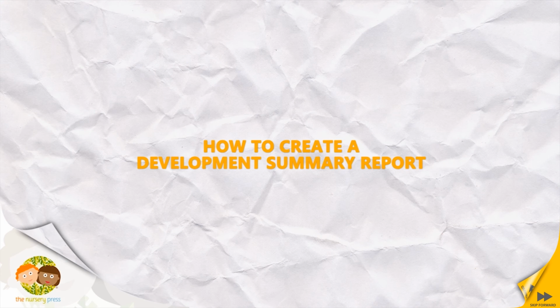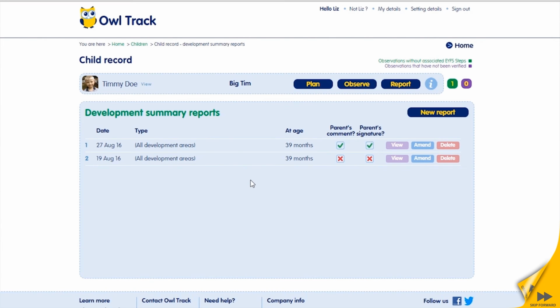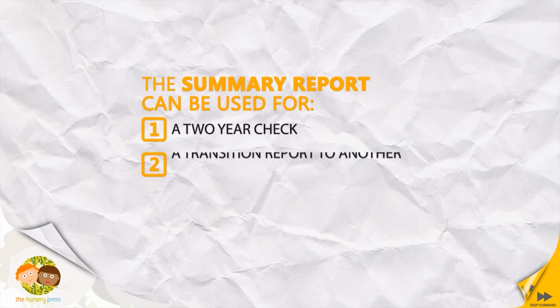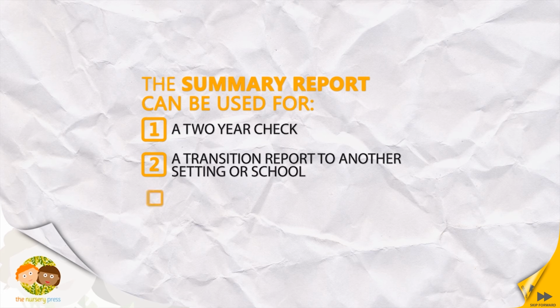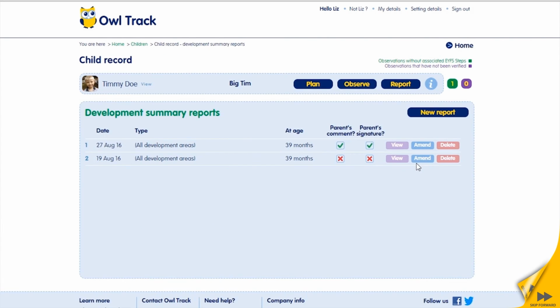How to create a development summary report. Development summary reports are for documenting a child's current progress. The summary report can be used for a 2-year check, a transition report to another setting or school, or a report to parents. These reports can be created as often as you like. Click on Report and any that have already been created are listed. It might look like this.